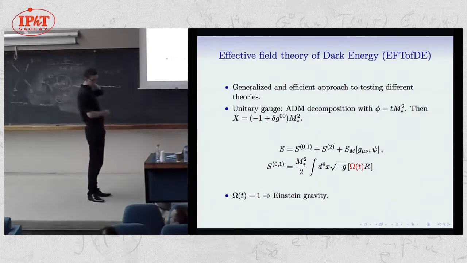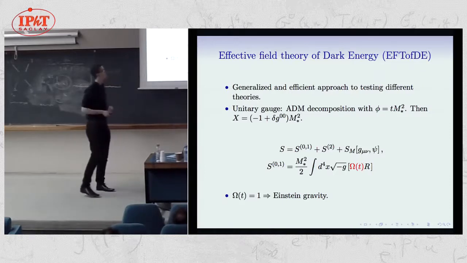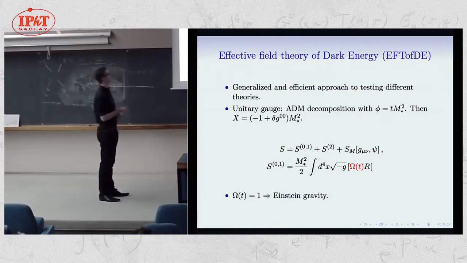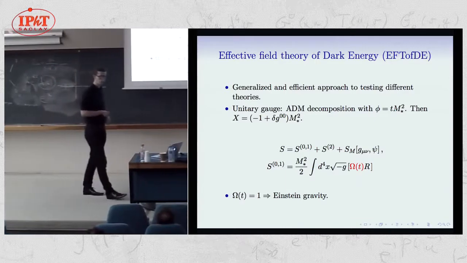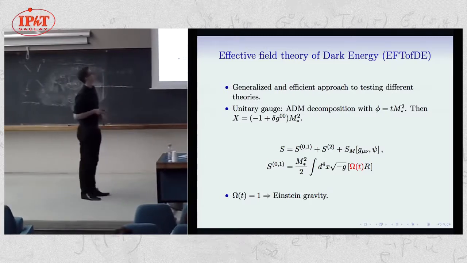Anyway, so EFT is an efficient approach to testing in a unified way the dynamics of the perturbations in Horndeski theory on cosmological scales. So you go into this ADM decomposition. The scalar field is just a function of time. For this talk, I'm going to choose a very particular foliation where you set the scalar field equal to time. In fact, that's quite important. And then you do this coordinate transformation, and your kinetic term just at first order in the perturbations becomes this.